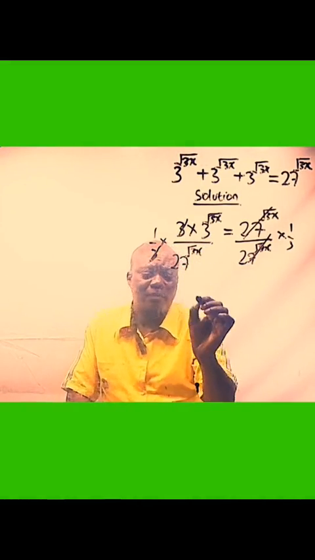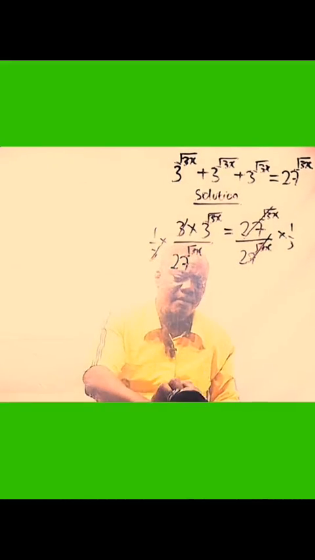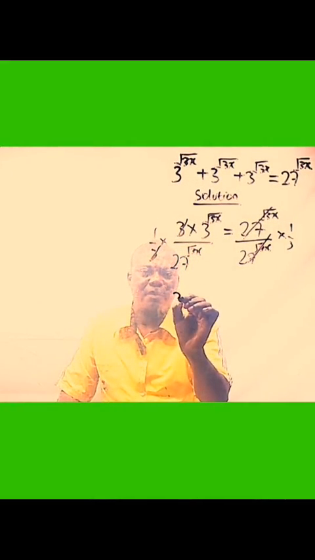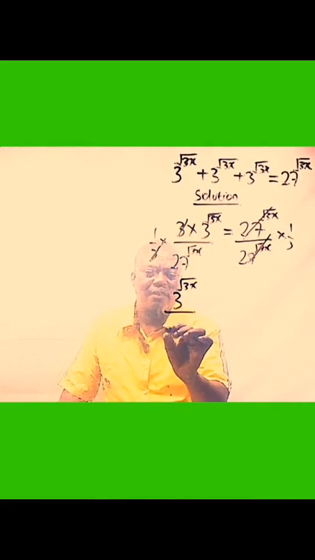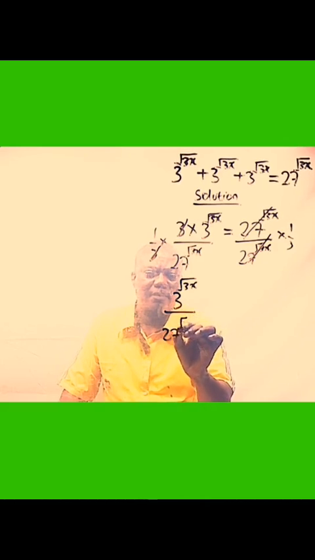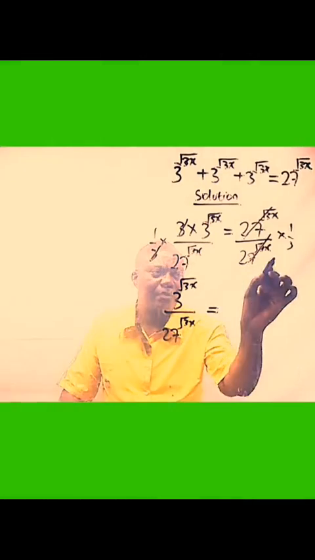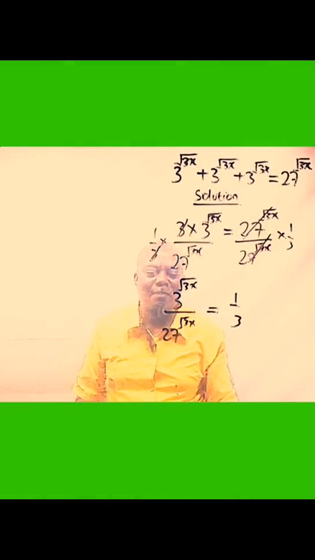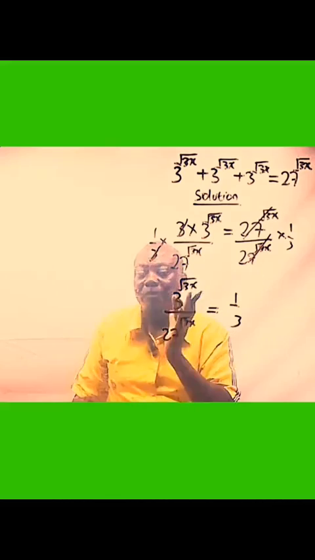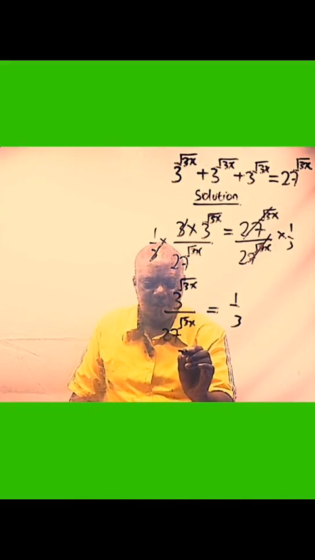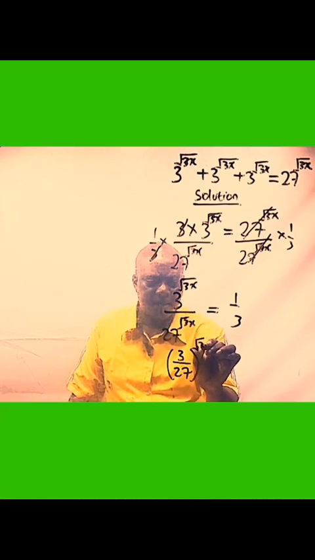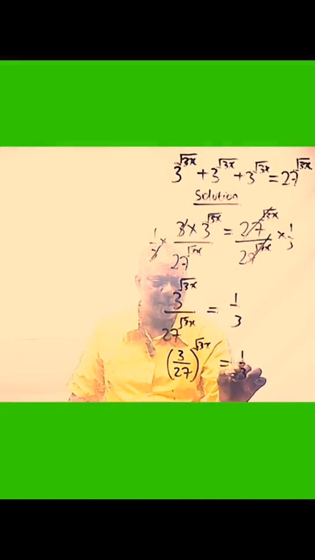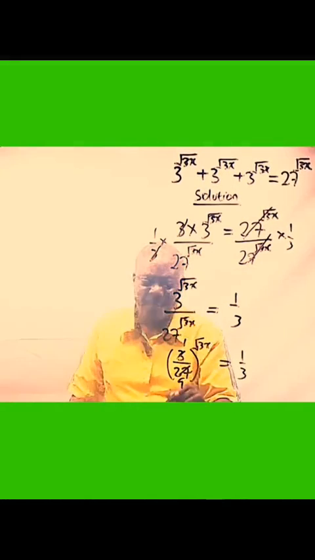So the left hand side, now we have 3 raised to the power of root of 3x over 27 to the power of root of 3x equals 1 over 3. So they have common power, that means multiply 3 over 27, all raised to the power of root of 3x, equals 1 over 3. 3 here 1, 3 here 9.